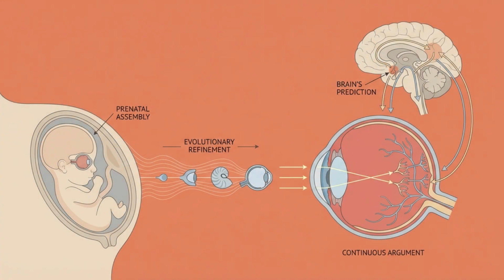The human eye is not a window, it is an argument. Assembled in the dark of the womb, refined across evolutionary time, running silently every moment you are awake, about what it means to encounter the world through light. Look at anything right now, anything at all, and you are witnessing the conclusion of that argument as it is delivered, continuously, to a brain that already decided what it would see before the image arrived.